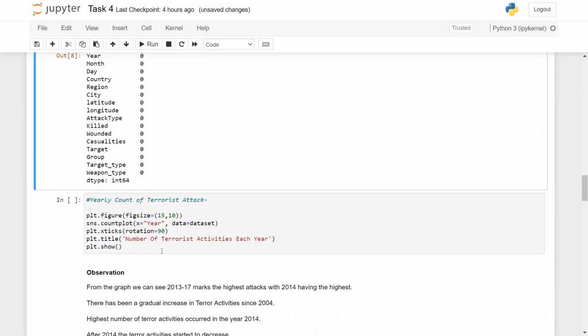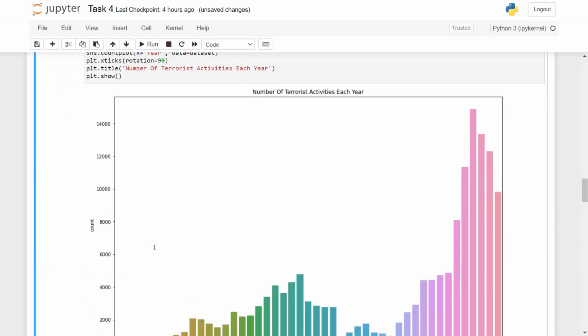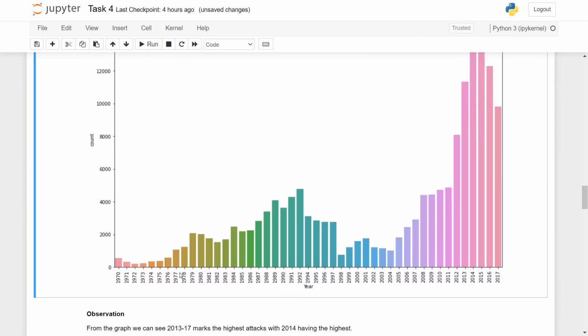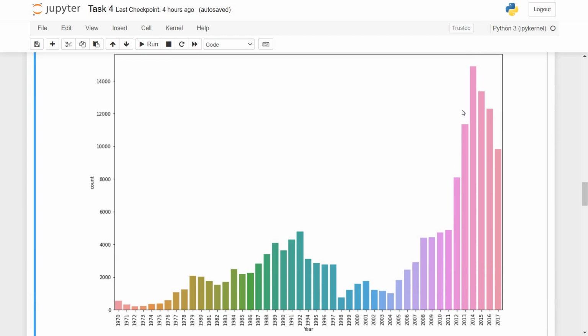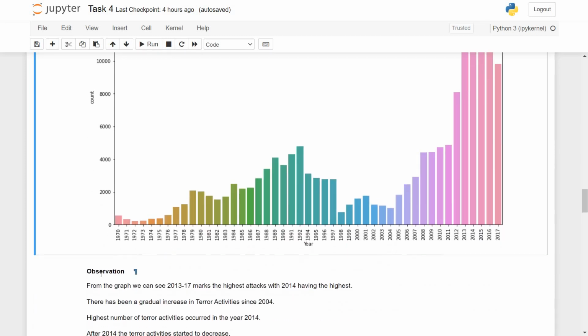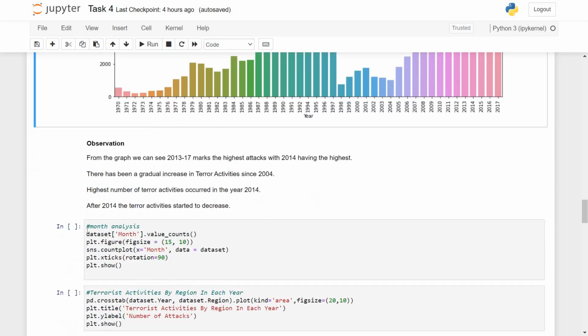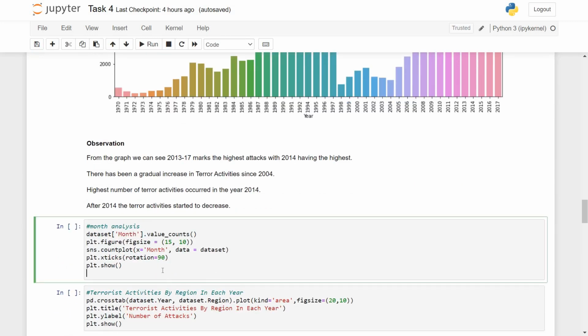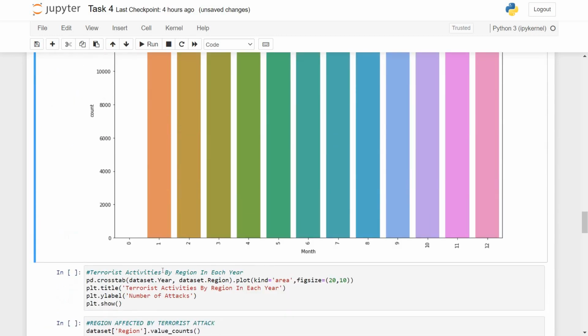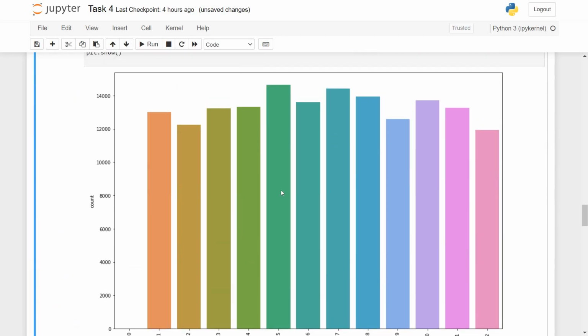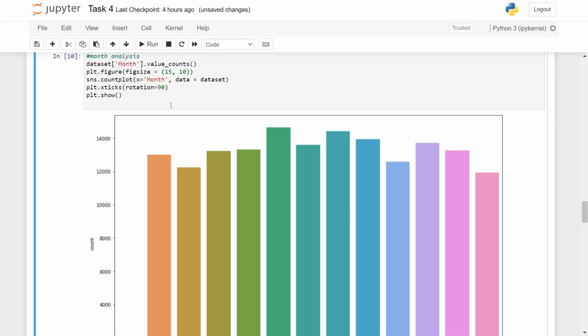After that I am going to see the year-wise count of terrorist attacks. So I am going to plot a diagram. This is the plot in which this axis is the number of activities per year and this is the year. You can infer that terrorist activities increased after 2000 and reduced after 2014. You can infer the same in the observation also. Next I am going to do the monthly analysis of the terrorism activities. This is the monthly analysis: April and May are the highest, followed by July.